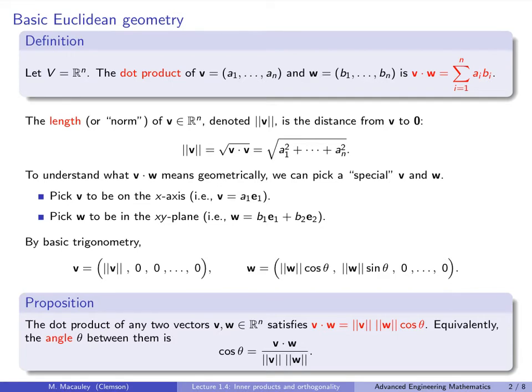The dot product of any two vectors v and w in Rn satisfies the following relation. V dot w equals norm v times norm w times cosine of theta, where theta is the angle between them. Equivalently, we can solve for cosine of theta and describe the angle theta purely in terms of a dot product. So cosine of theta is v dot w divided by norm v times norm w.